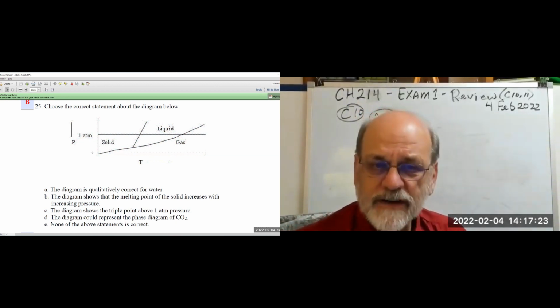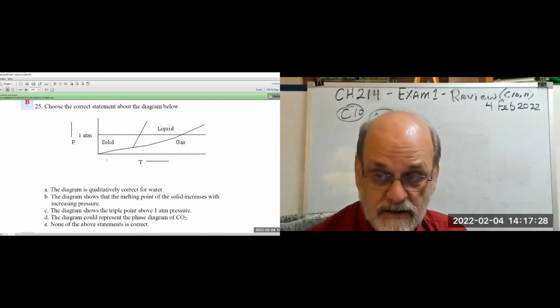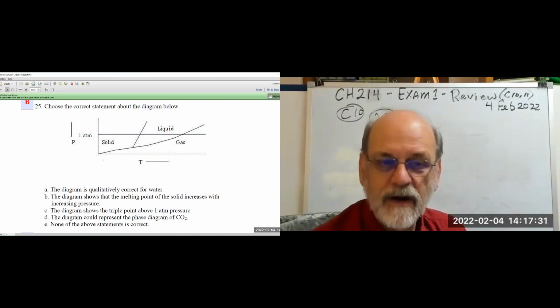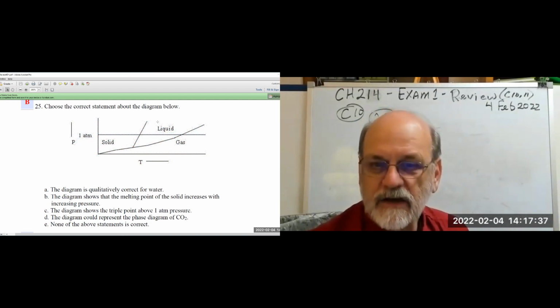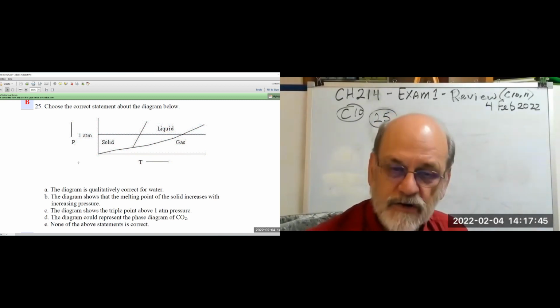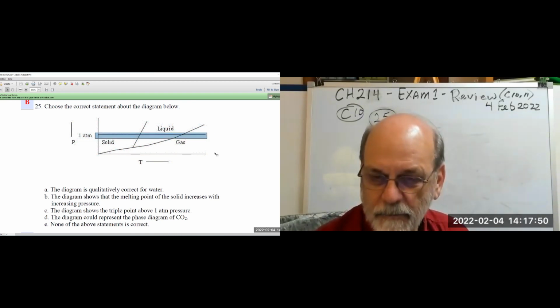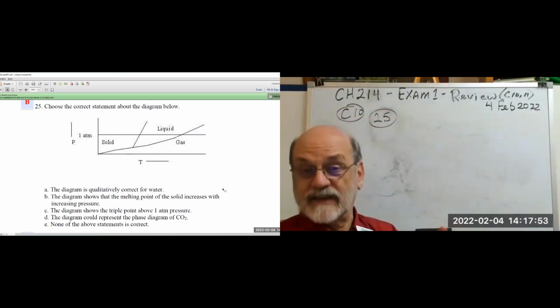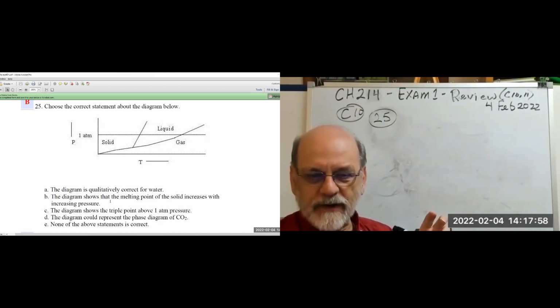Okay, choose the correct statement about the diagram below. So what are we looking at? We're looking at a phase diagram of some compound or some element where you have solid here, liquid there, gas there, just like I drew before. It's giving you the temperature scale on the x-axis, pressure on the y-axis, and the 1 atmosphere line is right there. Okay, that's given. Which is the correct statement? The diagram is qualitatively correct for water. Is that true?